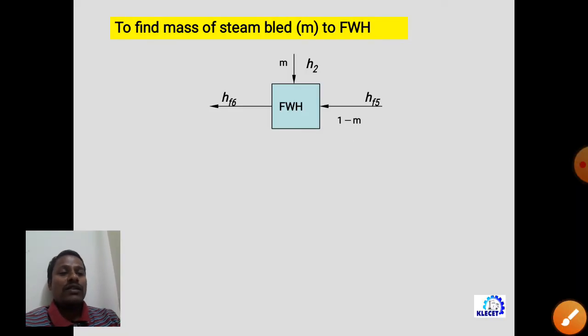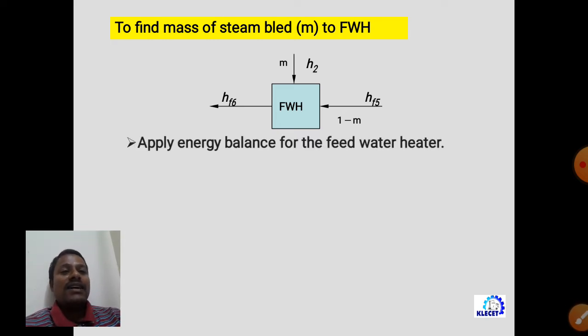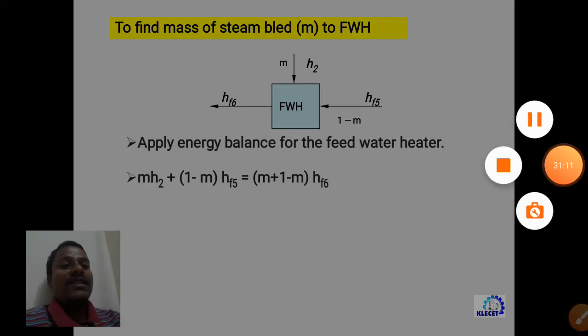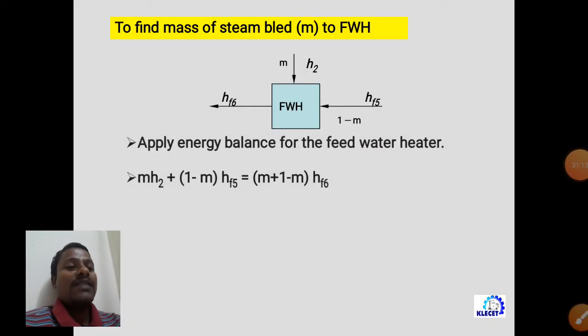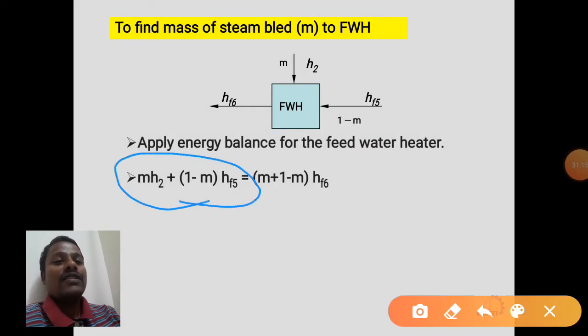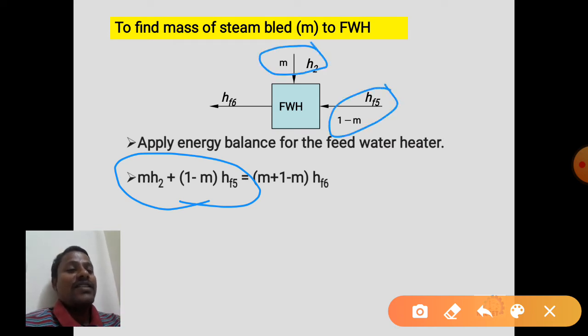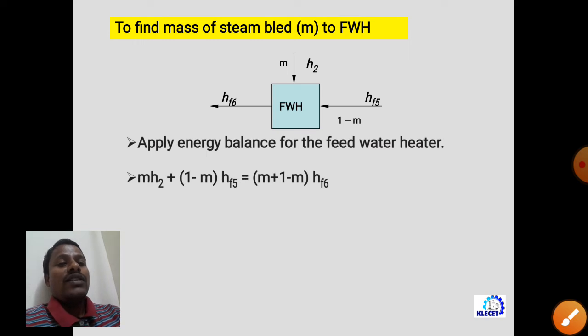To calculate the value of m, that is the mass of the steam bled, we apply the energy balance, that is the first law of thermodynamics, to the feed water heater. It's a device to which we can apply it. So here, m into h2 plus (1 minus m) into hf5, these two being the inlet energy values, is equal to (m plus 1 minus m) hf6.